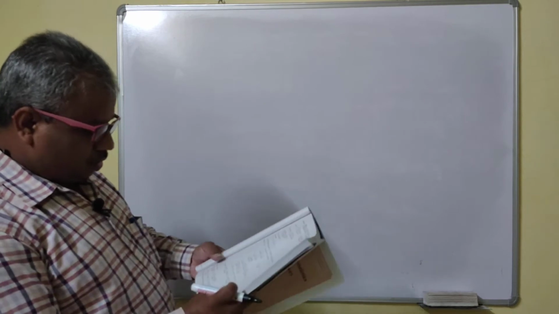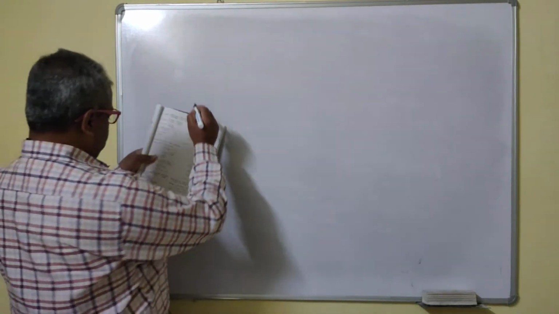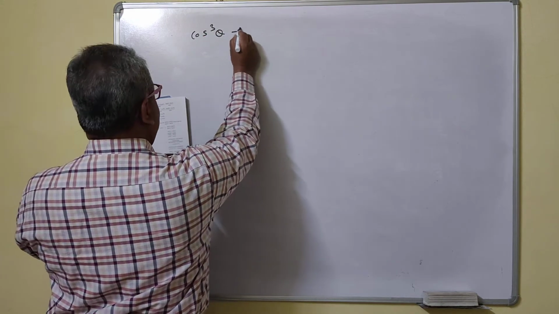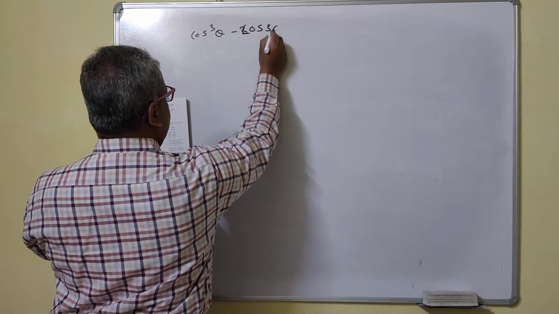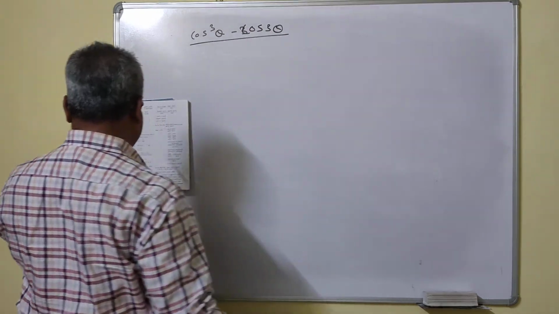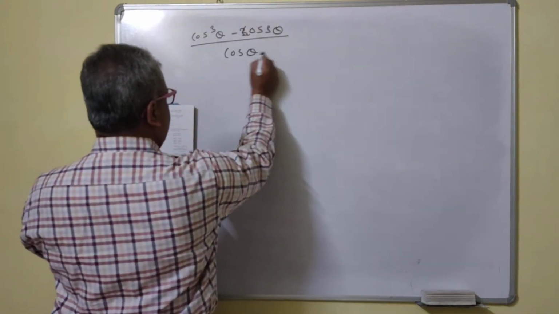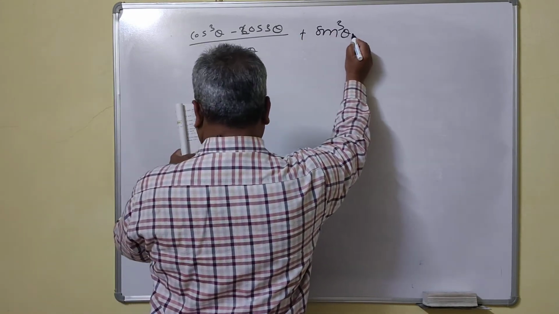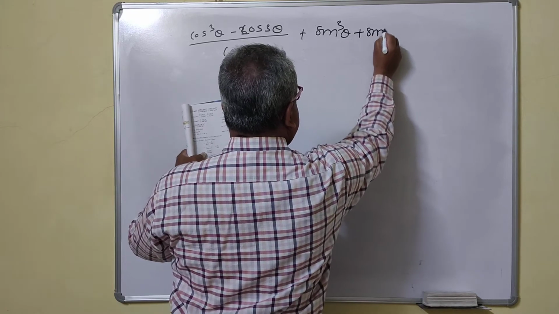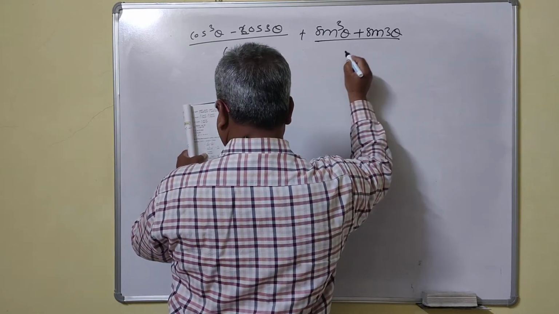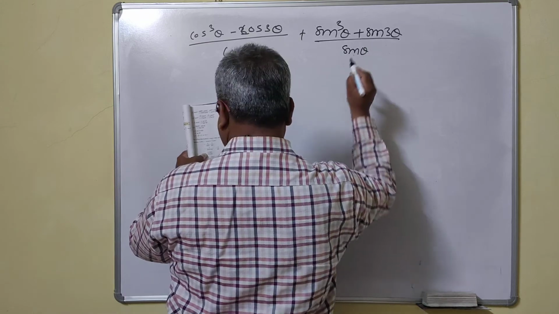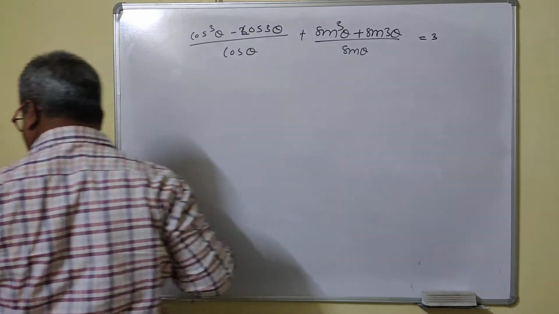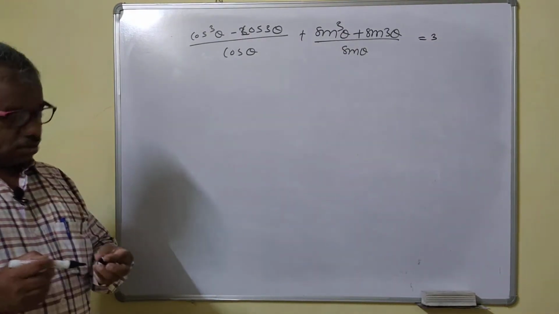So we'll continue that. Prove that (cos cube theta minus cos 3 theta) upon cos theta plus (sin cube theta plus sin 3 theta) upon sin theta is equal to 3.